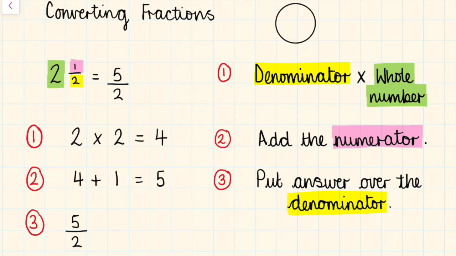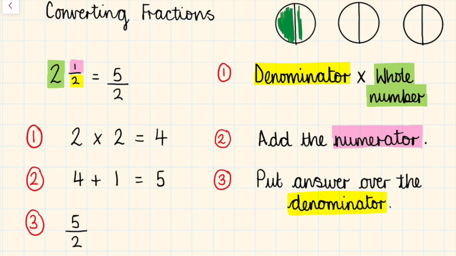What you can see happening on the screen now is we're just going to create a visual representation of this so you can see what we mean. So by creating these circles and splitting them into halves, we can colour them to show that 5 halves is in fact the same as 2 1/2.